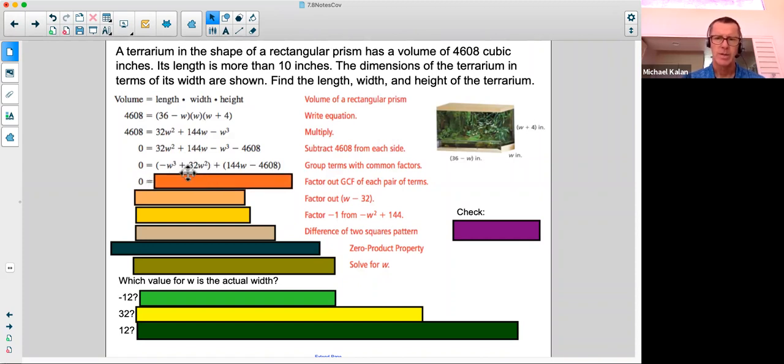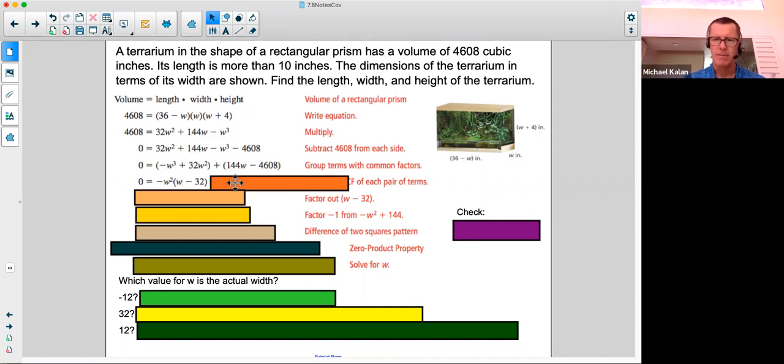What is the GCF in the first parentheses here? W squared, or I'm going to take out the negative W just because it makes things a little bit cleaner inside the parentheses. What's left is W minus 32. Notice how by factoring out a negative, this positive needs to become a negative. That way, when I multiply it back out, negative W squared times negative 32W, I get back to a positive 32W squared.